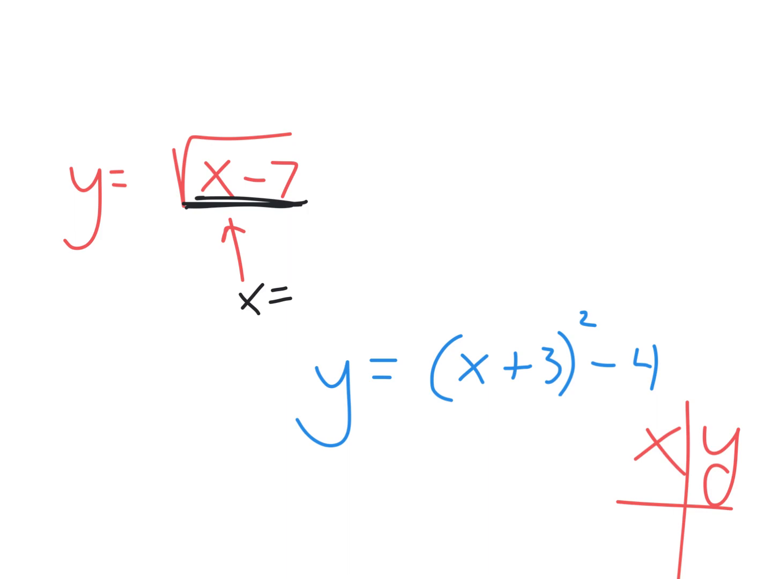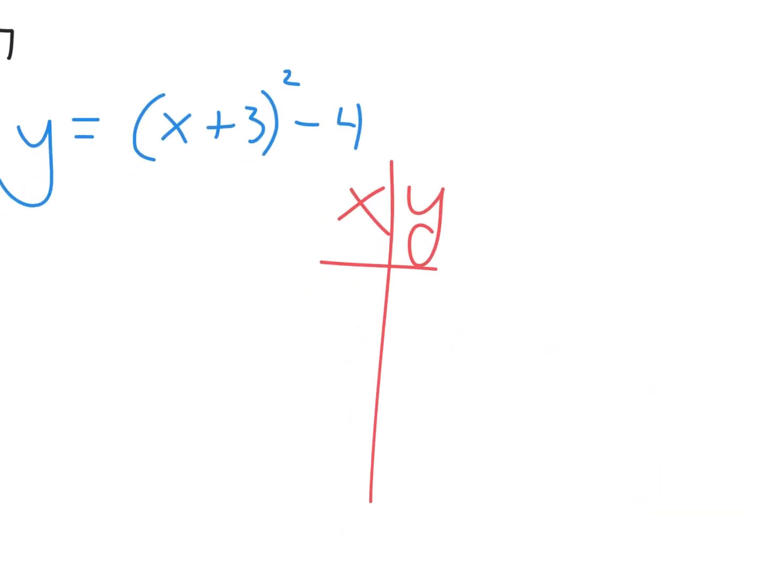Three wouldn't have worked because the square root of negative 4 still doesn't exist. Yes? 7 would have been a smart number to start with there because square root of 0 works. You know what the square root of 0 is? It's 0. Okay, so back to this one.